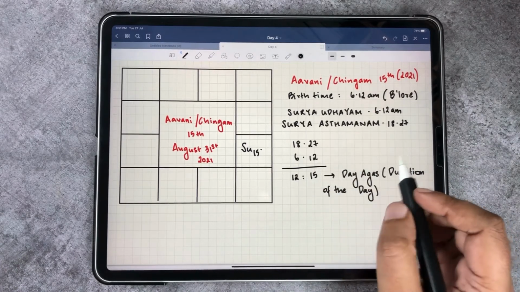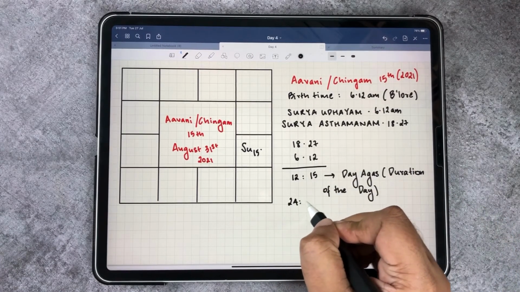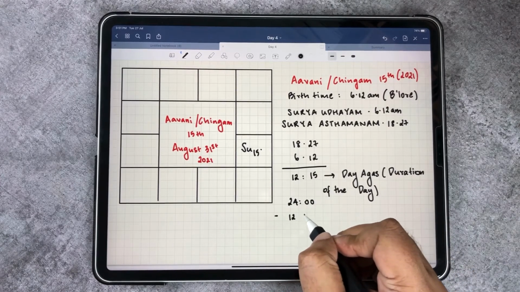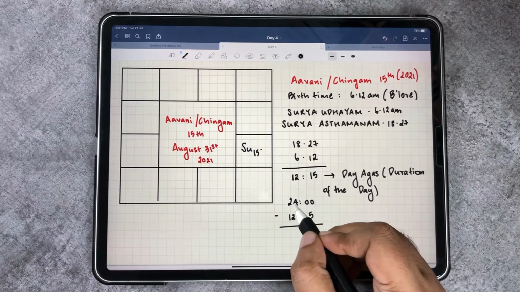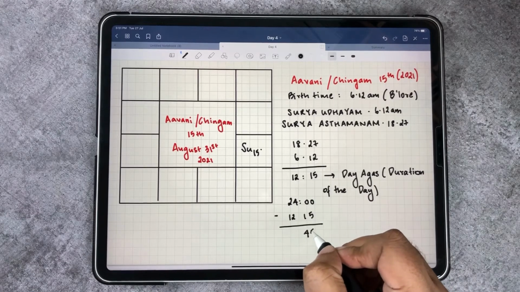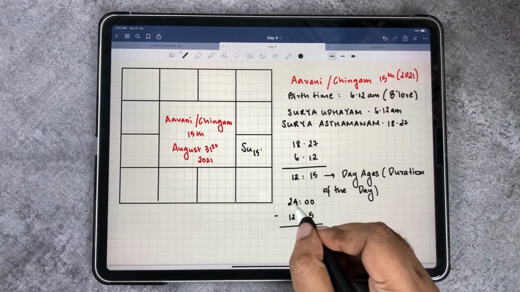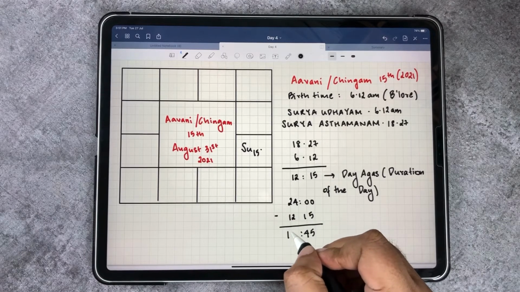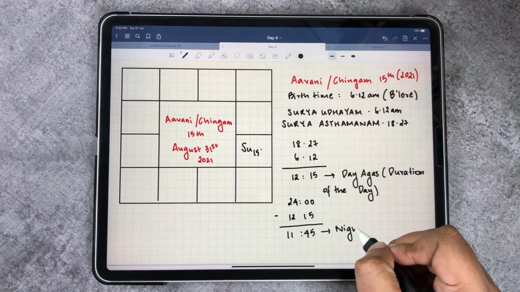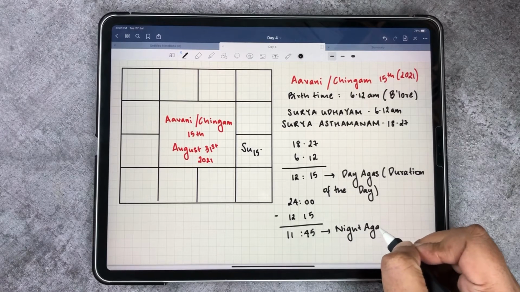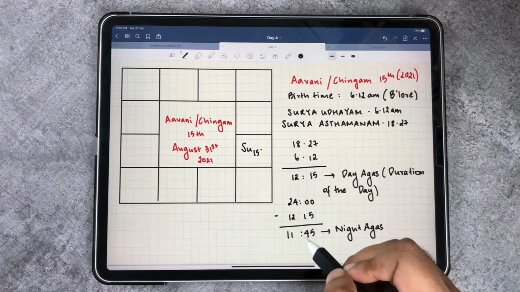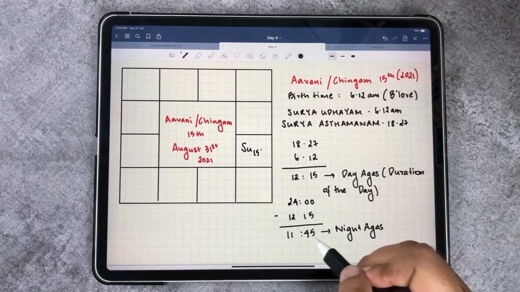So what would be the duration of the night? 24 hours minus 12 hours 15 minutes. So 24 hours, you give 1 hour here or 60 minutes here. So what would you have? 45 minutes. And since there are only 23 hours left here, what would you have? 11 hours. So the duration of the night would be 11 hours 45 minutes. So again, the day is longer than the night here on this date.